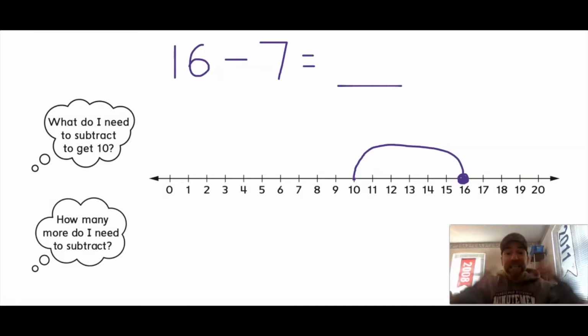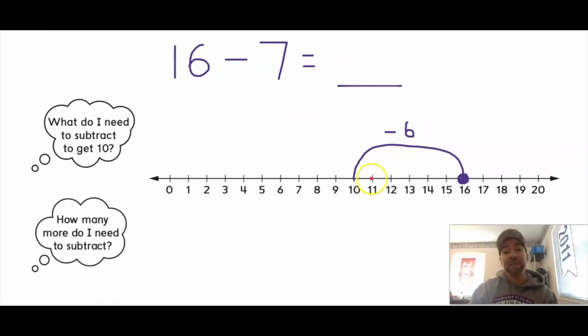How much did I hop just that one time? I made one hop, but how many numbers did I hop? Well, let's count. 1, 2, 3, 4, 5, 6. I hopped 6 backwards to get to 10. So when we want to go back through 10, we want to land on the number 10. But my problem wasn't 16 minus 6. My problem's 16 minus 7. So far I subtracted 6. How many more hops back do I have to make if I had wanted to subtract 7?